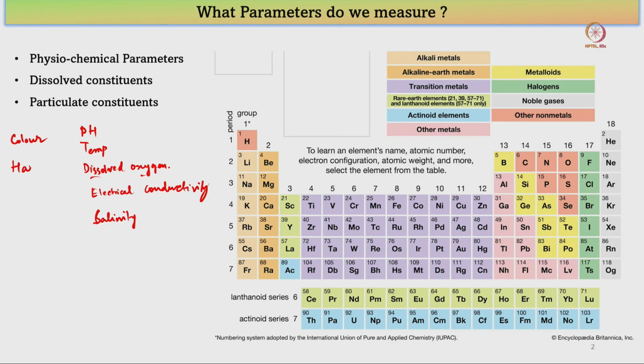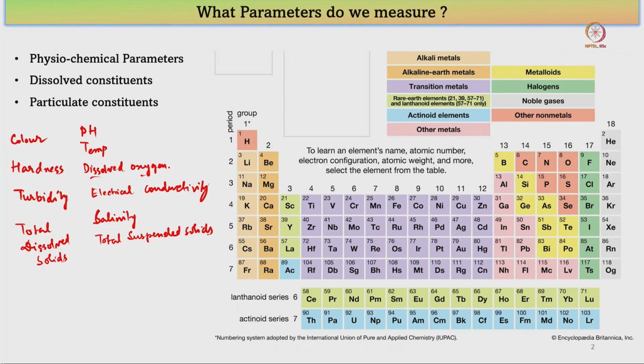Some other physical parameters can be color. It can be hardness. What is the hardness of the water? What is the turbidity of water? Then what is the total dissolved solids, that can be there. And the total suspended solids, that has to be measured.